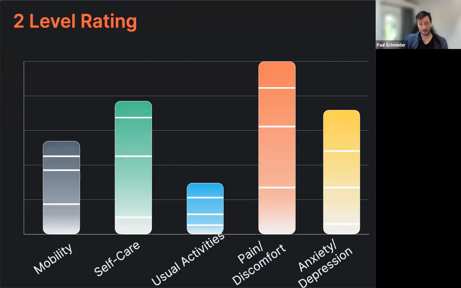The next step is level rating. And here you have to work out what is the position of slight, moderate, severe, and extreme problems within each of the dimensions.